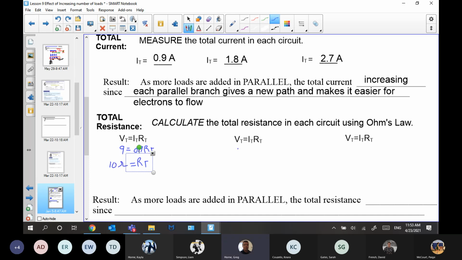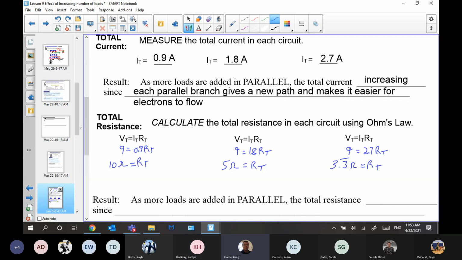This one is 9 volts total voltage still, but we have a current of 1.8, and 9 volts with a current of 2.7. So what do we get for total resistance? Yeah, for number 5. This one's 5, is it? Okay, thank you. And then the last one? 3.3, like 3 repeated.